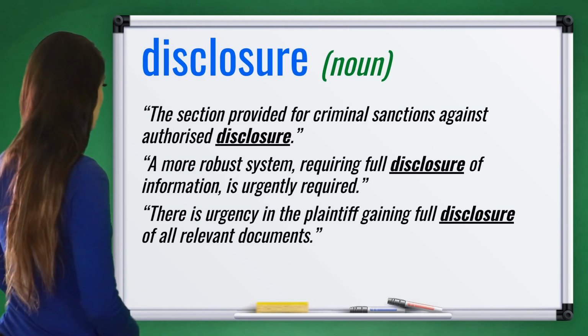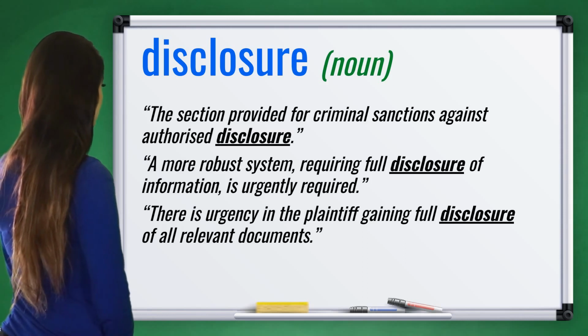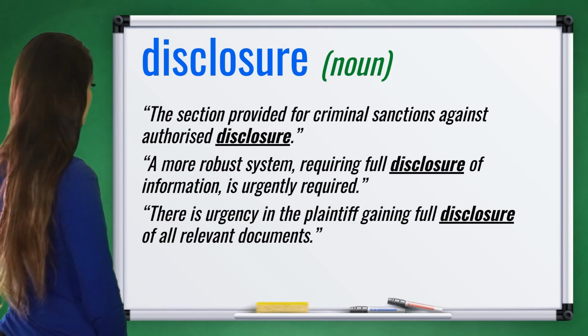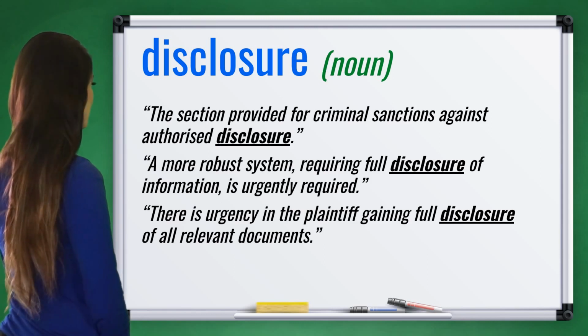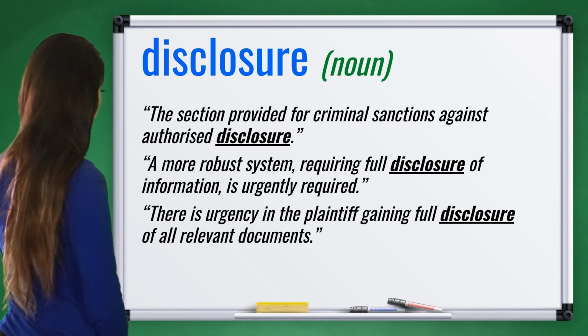Awesome! You learned that quickly. Let's put it in some sentences to understand how to use it. The first example. The section provided for criminal sanctions against authorized disclosure. Now, repeat after me. The section provided for criminal sanctions against authorized disclosure.